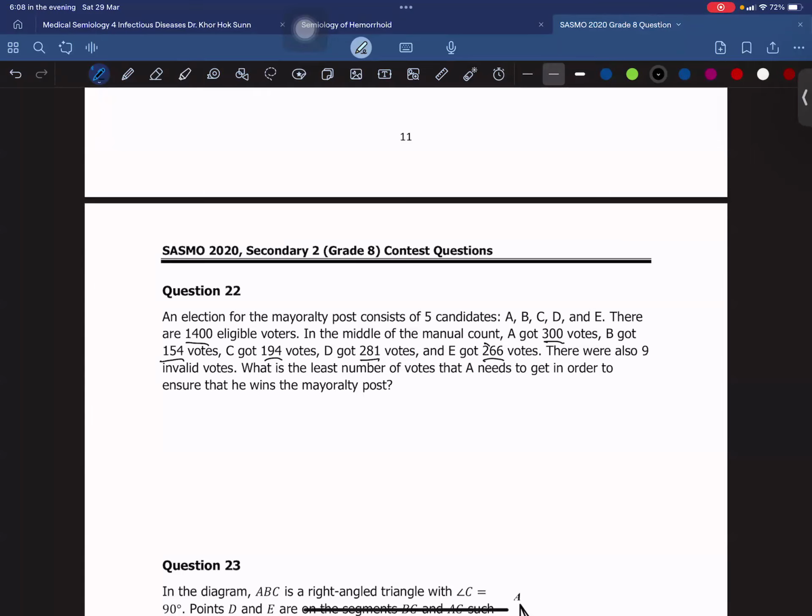Okay, so I'm going to give you 1 minute to consider and get some ideas for doing this exercise. Okay, so try it for 1 minute.